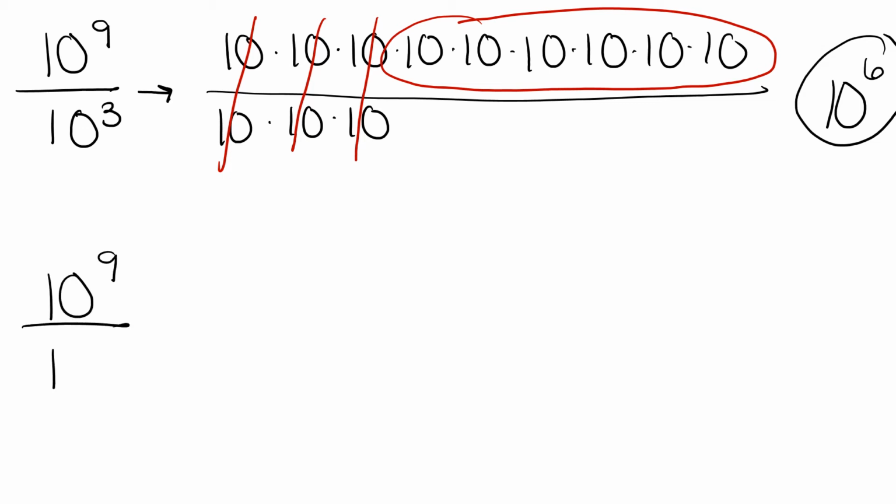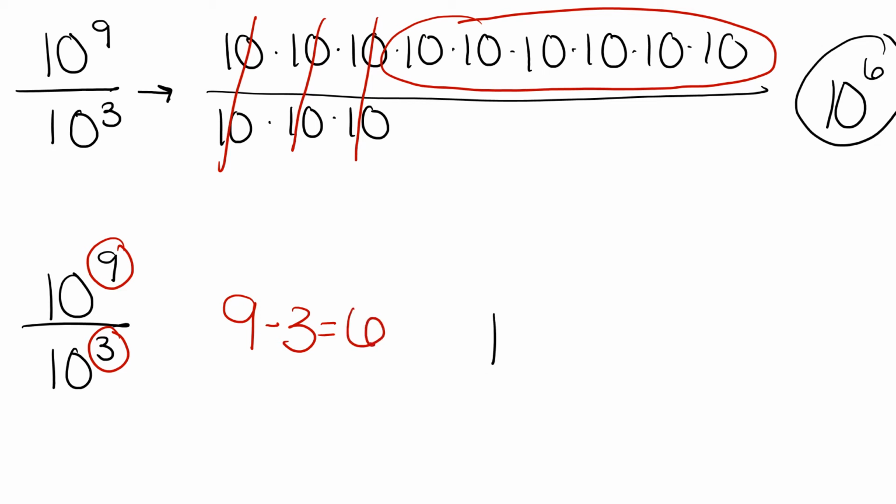If we wanted to use the shortcut, we would take our original exponents, 9 and 3, and subtract them, because in all division problems, we subtract the exponents. 9 minus 3 gives us 6. The base number 10 stays the same, and 6 becomes our new exponent.